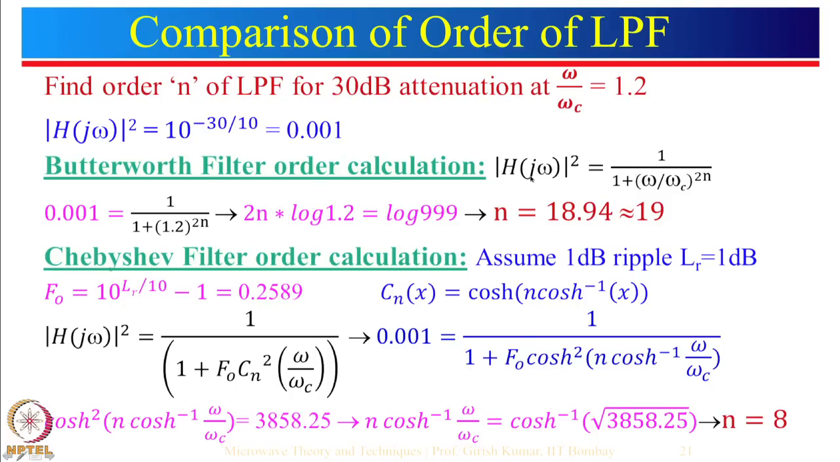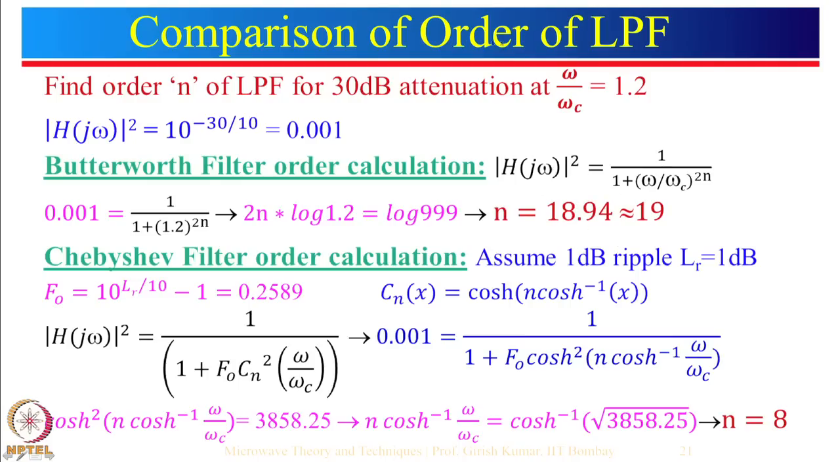So, now substitute different values. This one here is 0.001, 1 divided by omega over omega c, which is 1.2, to the power 2n. Now, what you do, you take log on both the sides, but before you take log, you take this on this side, this divided over here. So, 1 divided by 0.001 will be 1000, and then this one comes on this side, which will become 999. Then take a log. Okay. So, that will be 2n log 1.2, and the right hand side would be log 999. Take that, and now you simplify this, n comes out to be 18.94.